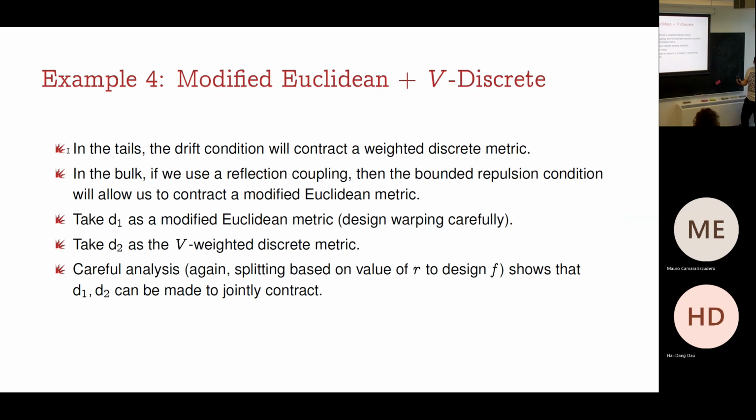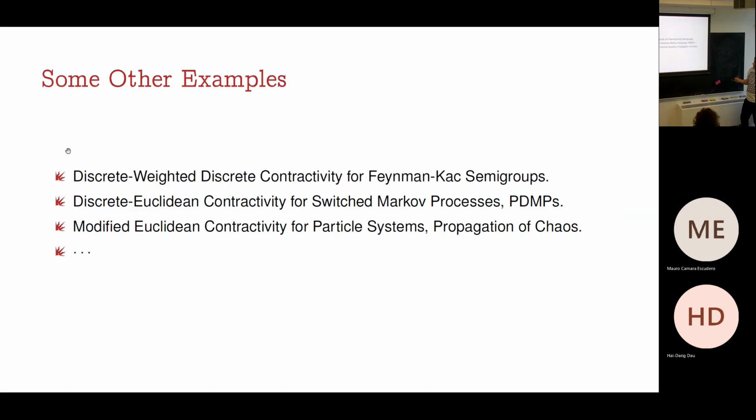You construct one metric, construct another, and then you take a linear combination of the two. Okay. Some final examples, we can talk about these later if anyone cares. So this sort of discrete, weighted discrete stuff that follows from the Mine and Tweedy way of doing things has been applied in the last couple of years to studying positive semigroups in the sense of Feynman-Kac semigroups with killing and stuff like this.